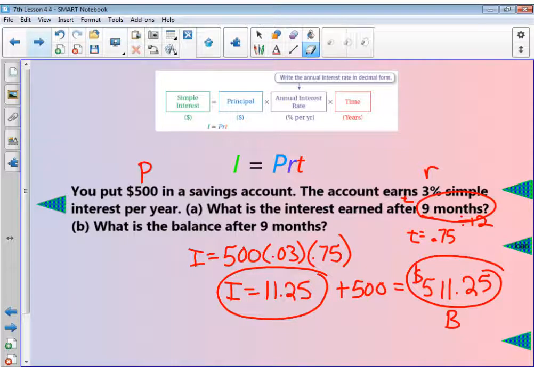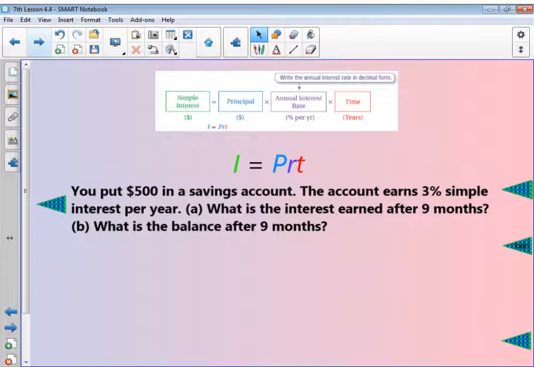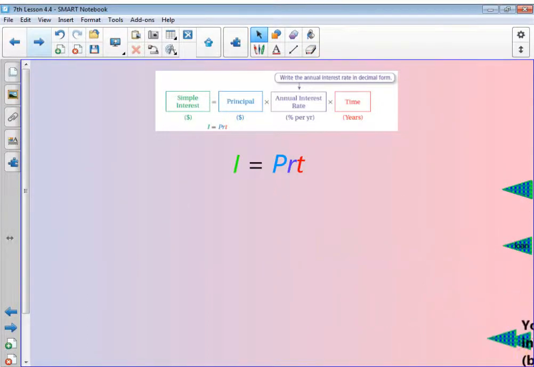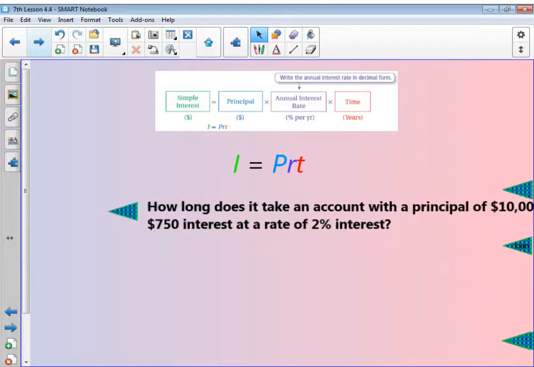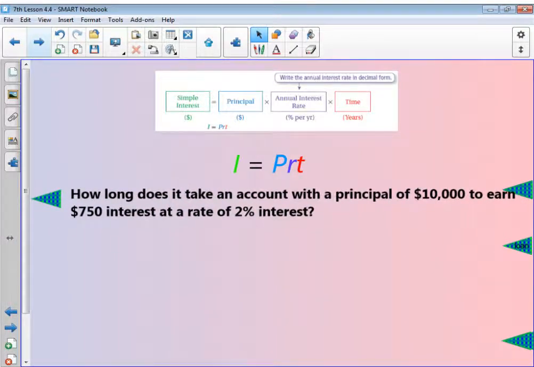Once again, learning how to identify what's principal. That's always either what you take out in a loan, or what you loan to somebody, or put into a savings account. Your rate is going to be the percentage, and your time is going to be in years. So here it says, how long does it take, we're finding time this time, on an account with a principal of $10,000, so there's our principal, to earn $750 interest, this is our I, at a rate of 2%, there's our R.